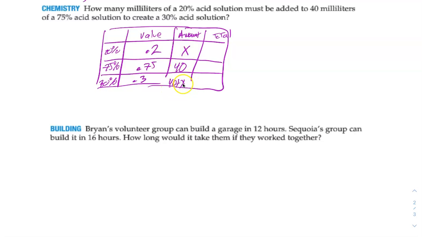total of this thing? And then the total, the way we get the total is we multiply these two to get this guy. So we just multiply across. So 0.2 times x is 0.2x. 0.75 times 40. And then this one right here is 0.3 times (40 plus x).